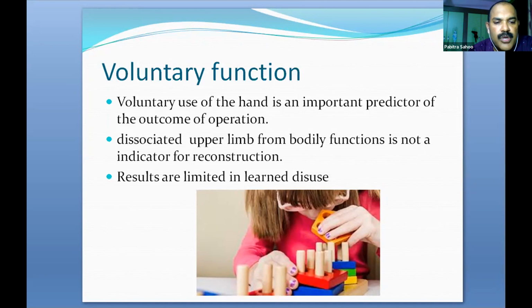Better results are seen in those children who have impaired function but are trying to use the limb. Yes, this is a very pertinent point. If the child is trying to initiate the movement for a particular thing or particular work, even though there is associated impaired function, the results will be good, because the child has the initiation, he is trying to do the function. In that situation, the results are good.